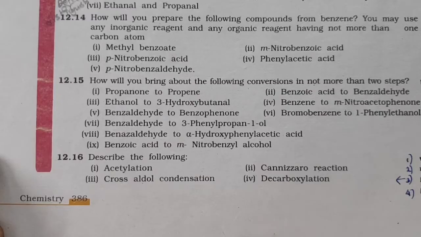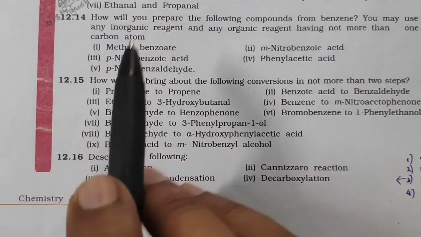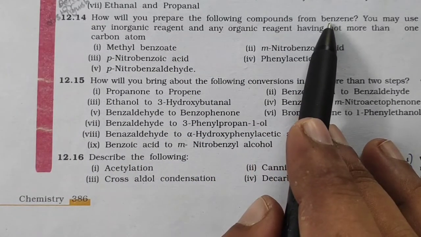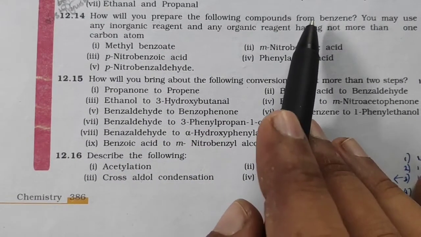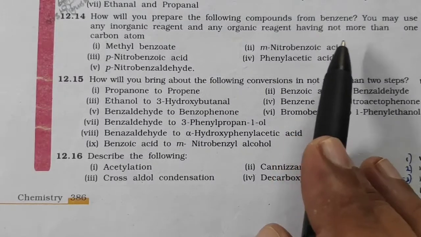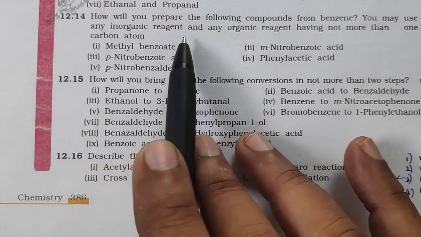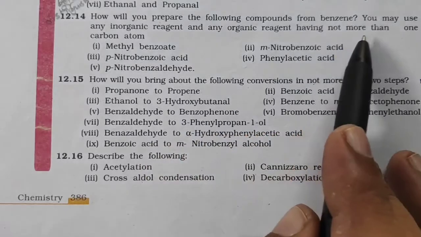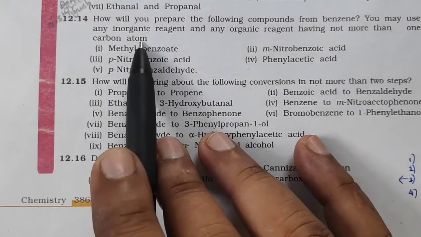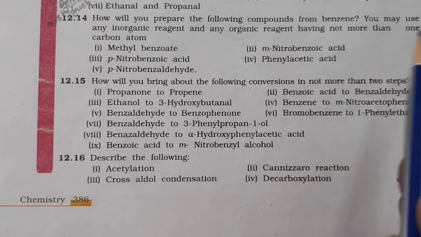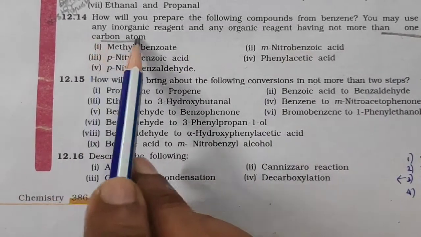Okay, you can see the question is given here. How will you prepare the following compound from benzene? So till now what you have studied, all that knowledge you have to use here and convert this. You can use any inorganic reagent, and organic reagent having not more than one carbon atom. So this is one very important condition which is given, not more than one carbon atom.